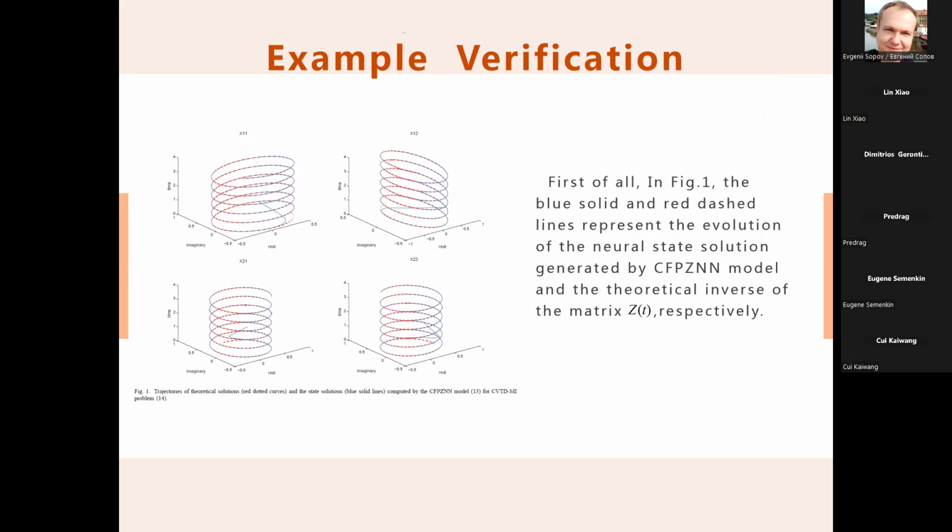First of all, figure 1 will show the trajectory of the theoretical solution and the state solution computed by the proposed neural network for the above example, where the blue solid and the red dashed lines represent the evolution of the neural state solution generated by the CFPZ model and the theoretical inverse of the matrix Z(t), respectively. From this figure, we can see that the neural state solution can reach the theoretical inverse gradually and accurately.